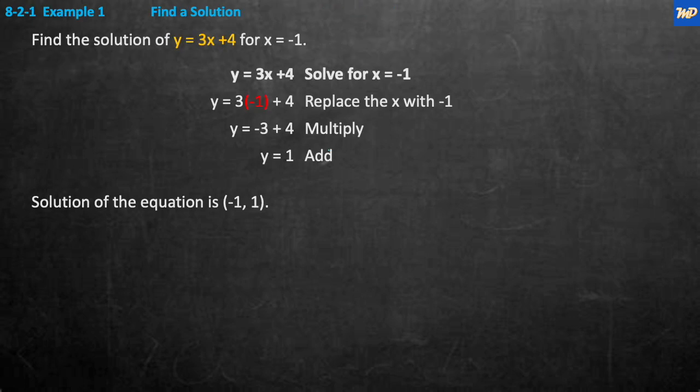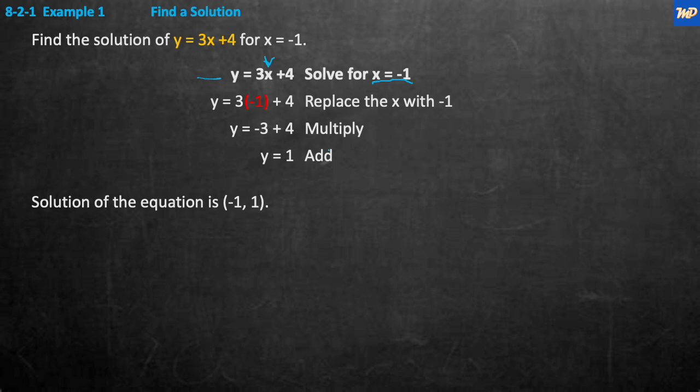So example 1, let's find a solution. Find the solution of y equals 3x plus 4 for the x value of minus 1. So we're going to start off with our equation, y equals 3x plus 4, and we're going to solve for x equal minus 1. So in our case, we're going to substitute for x this minus 1 right here in the equation.